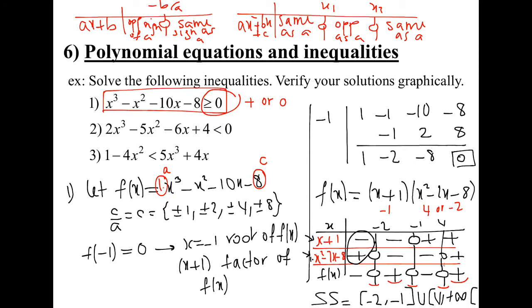So this is for our first inequality. Now, as for the second, if you open up a new page here, the second inequality is 2x cubed minus 5x squared minus 6x plus 4 strictly smaller than 0.